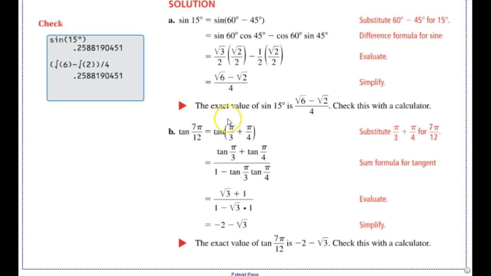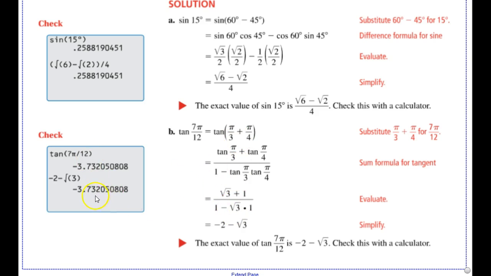So the first thing I always have to do is figure out how I can break this into chunks by either adding or subtracting things that I have on my unit circle, because that will allow me to use my exact values. Then again, I can just check my final answer with a calculator to make sure that I was right.